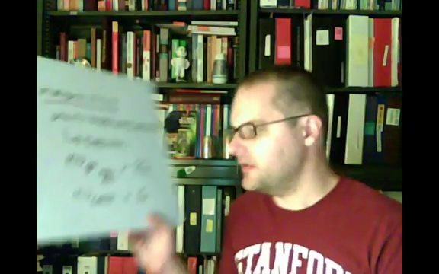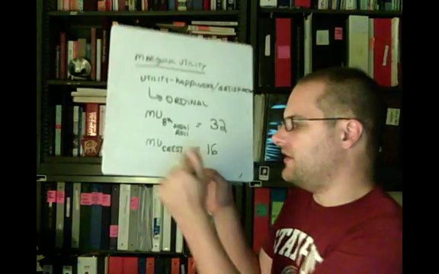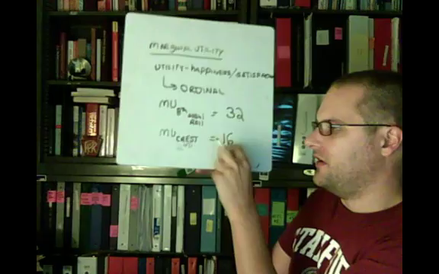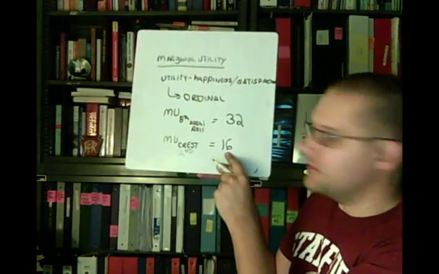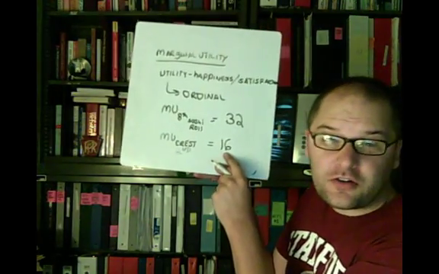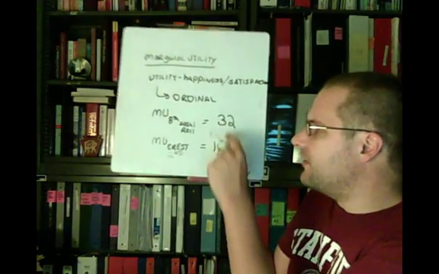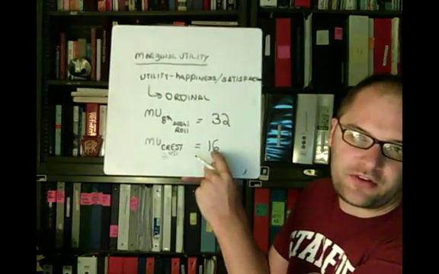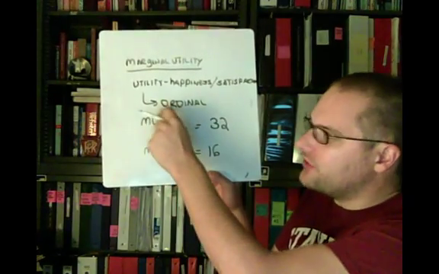So if something was, right, I brush my teeth with Crest. Let's say that this is the second tube of Crest, has a marginal utility of 16. If these were cardinal numbers, then this would be twice preferred to this, because right, 32 is twice the amount of 16. But that's not what utility numbers are.